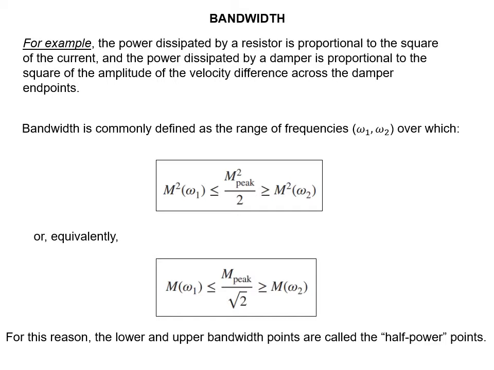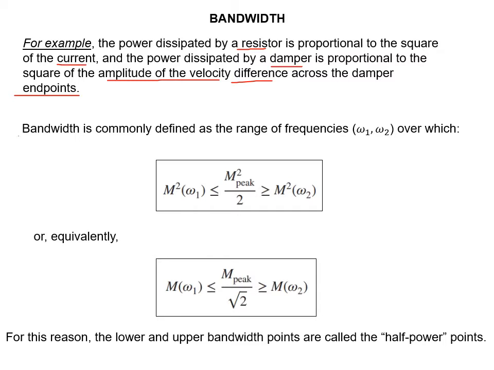Continuing on with bandwidth, let's take a look at an example. The power dissipated by a resistor is proportional to the square of the current. And the power dissipated by the damper is proportional to the square of the amplitude of the velocity difference across the damper's endpoints.